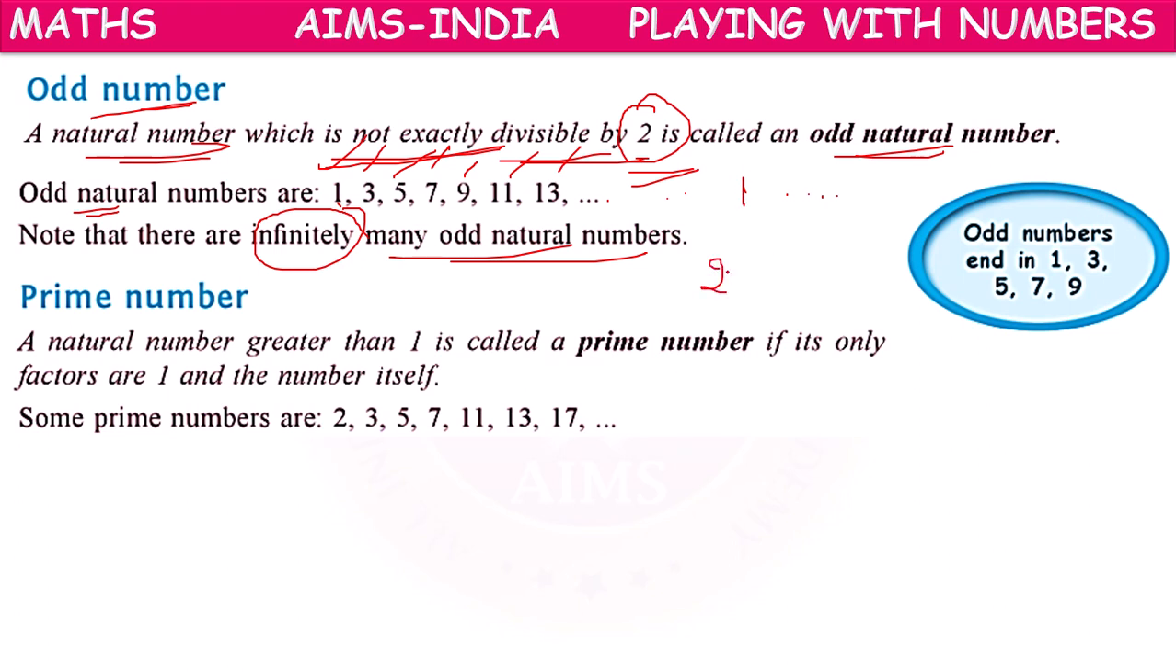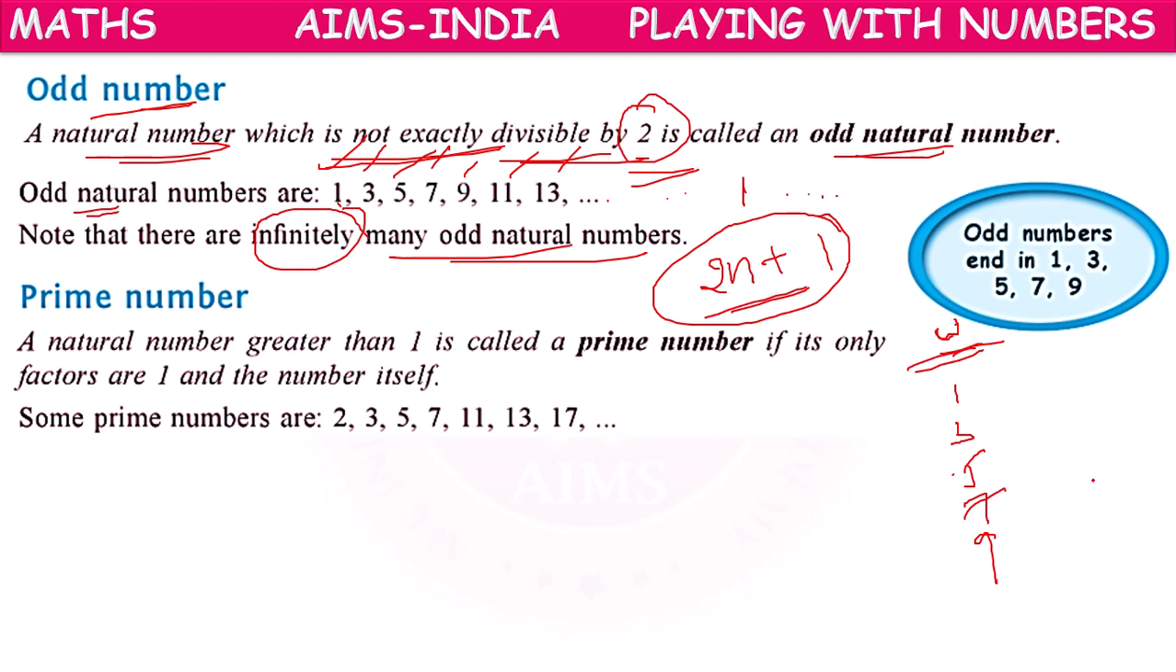For the general form of an odd number, if we add 1 to an even number, then it will become an odd number. So the general form of an odd number is 2n plus 1. Or if in the units place we have digits like 1, 3, 5, 7, 9, then they can be considered to be odd numbers. The numbers which are not even numbers are said to be odd numbers.